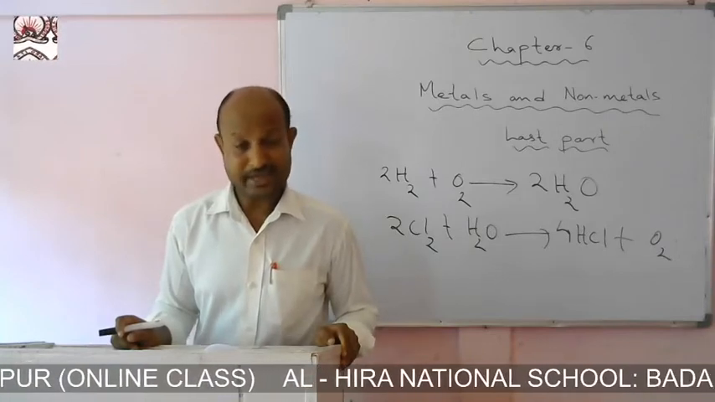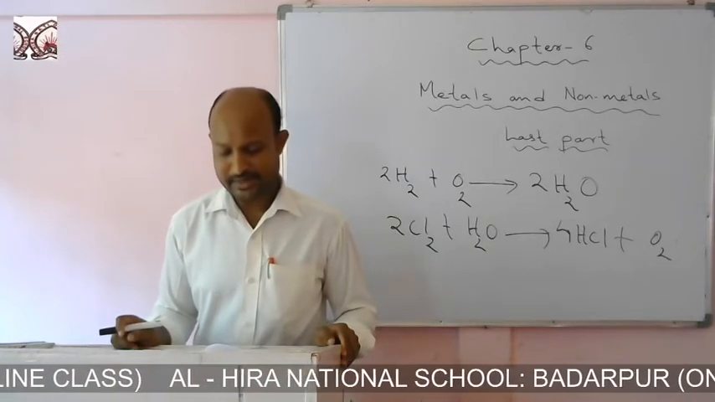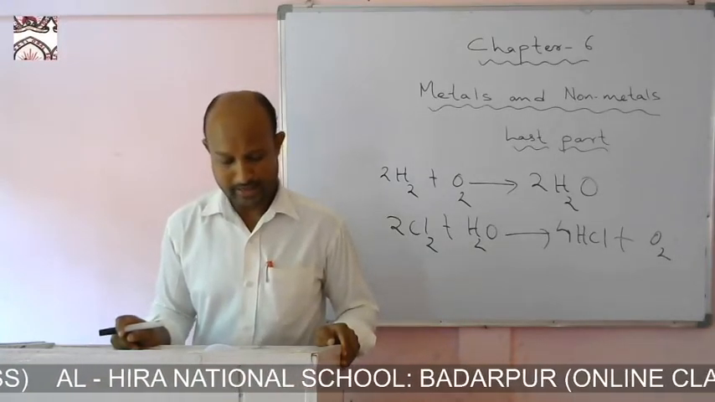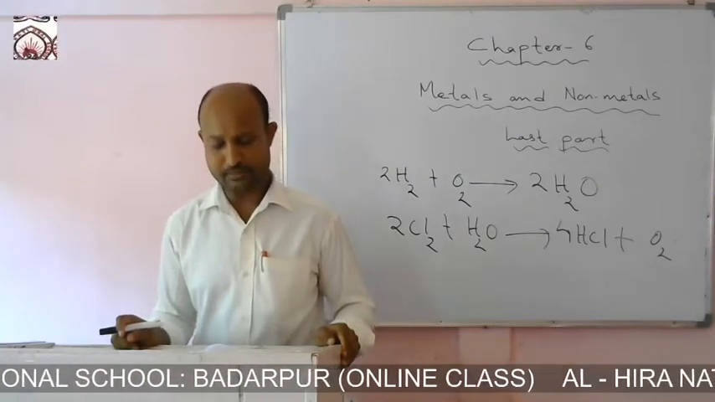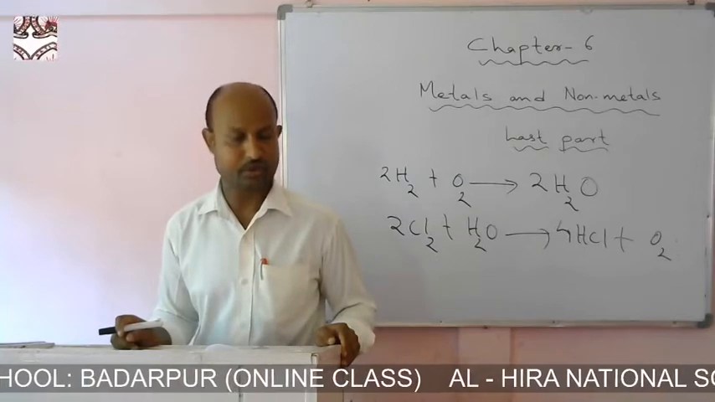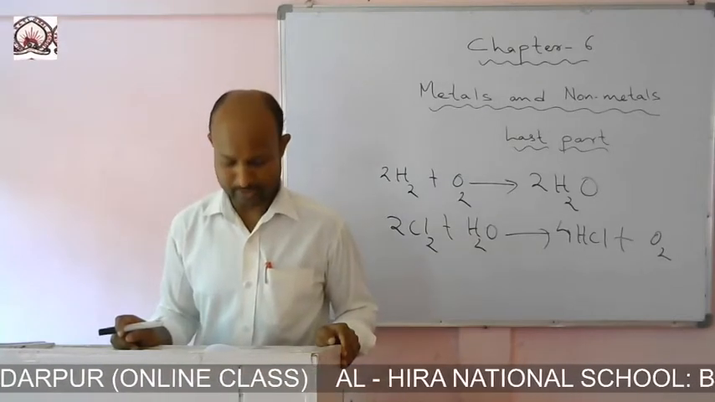Chlorine is the most active, bromine is less active than chlorine, and iodine is considered the least. So chlorine displaces bromine and iodine from the solutions of sodium bromide and sodium iodide.